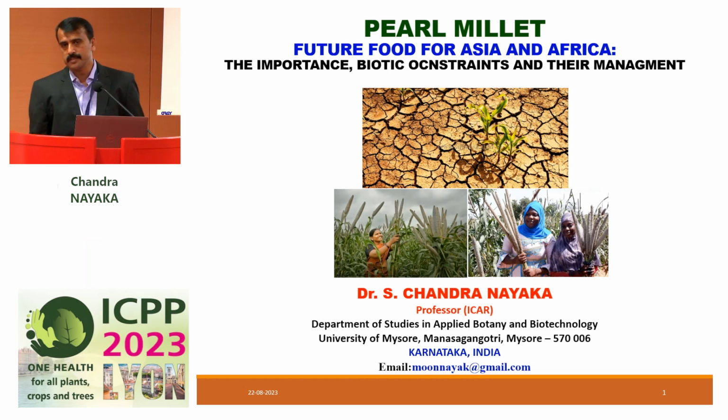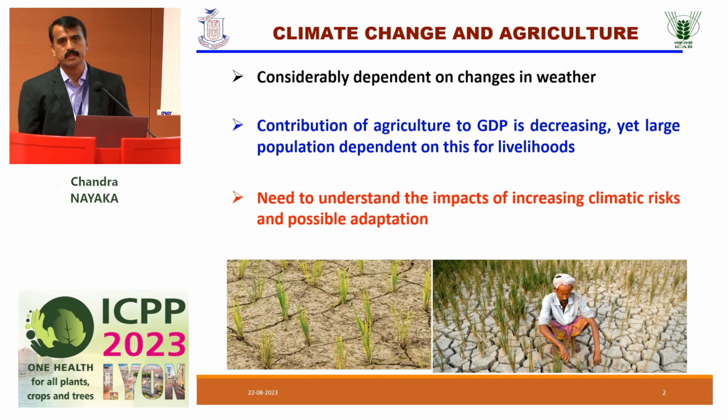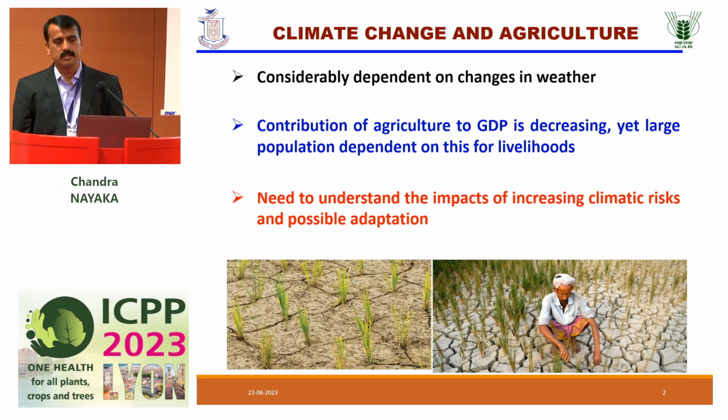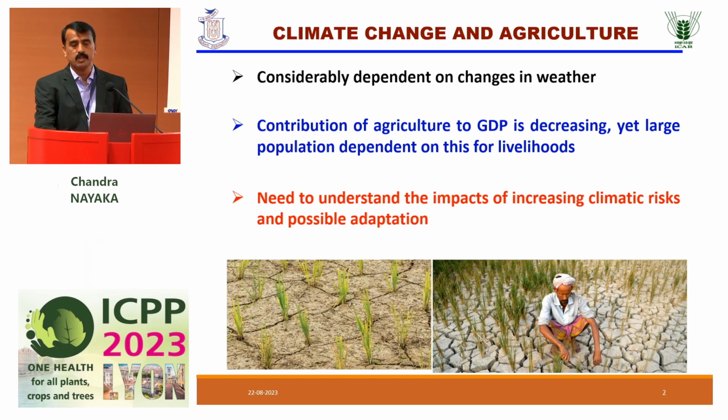So, why do we consider millet as a future food? Because, I will give you an overview, because of climate change and agriculture, we have to acclimatize depending on the changes in weather and other conditions like water availability and precipitation. In India, the contribution of agriculture to GDP is decreasing because of climate change, and yet a large population is dependent on this for livelihoods. We need to understand the impacts of increasing climatic risk and possible adaptation.